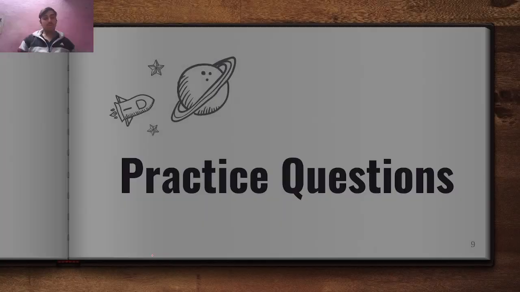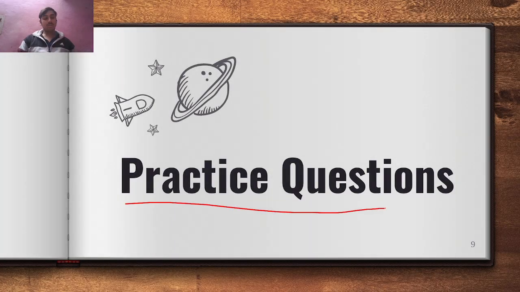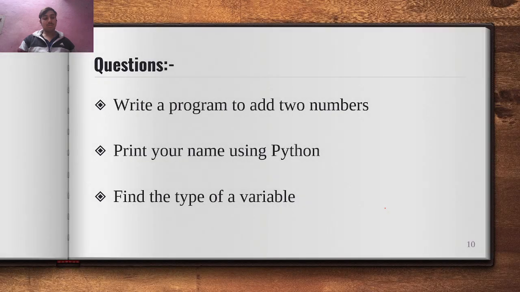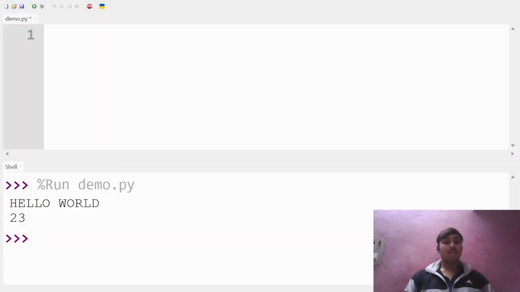So this is all. Now we have some practice questions that we're going to solve in this class only. Write a program to add two numbers. Let's do this. The question is, this is a comment. If you just double quote this, it will be a comment.